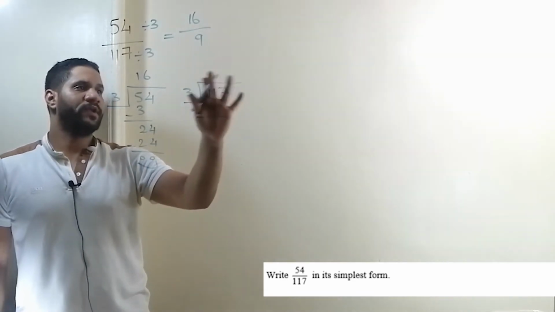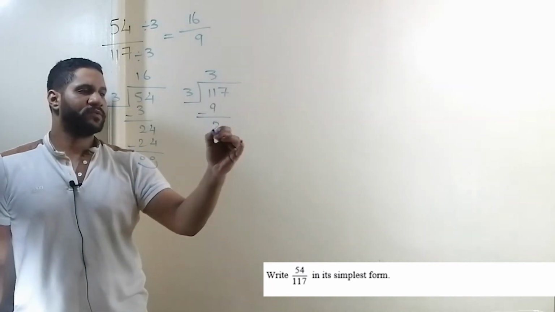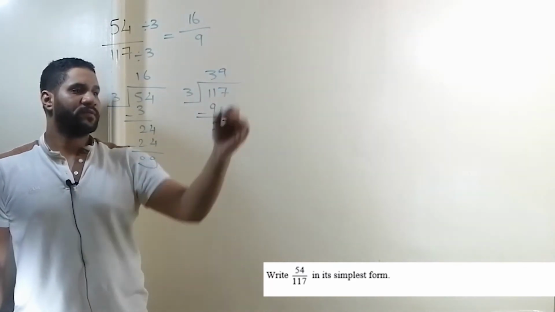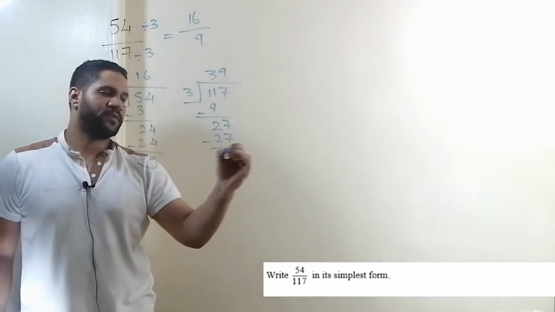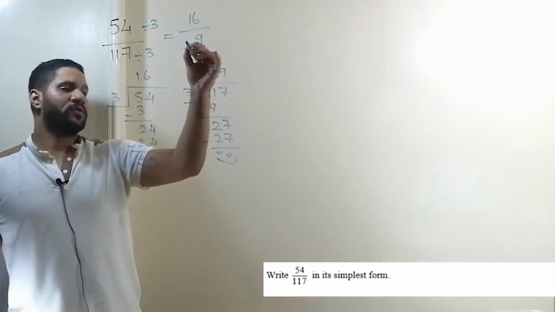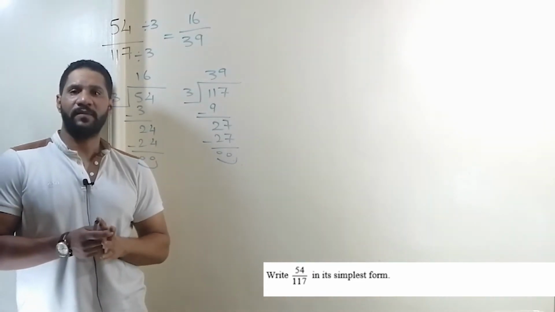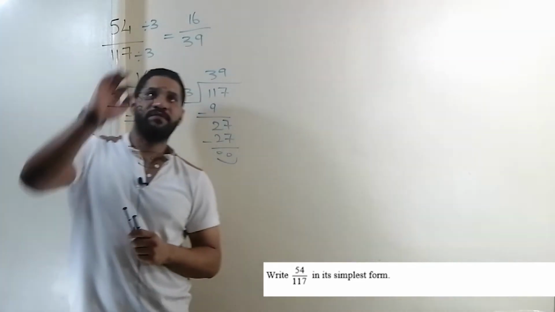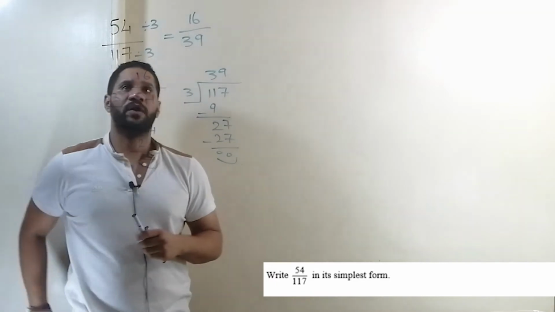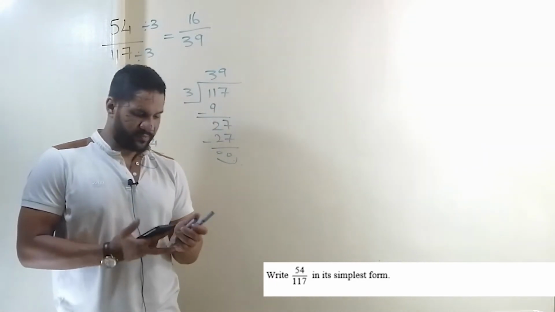So no 3. So 9, 2, 7 minus 27 to give me the other zeros. So it will be 39. Is 16 and 39 divisible by a number? No. 16 is even, 39 is odd. There is no common factor between them to divide.